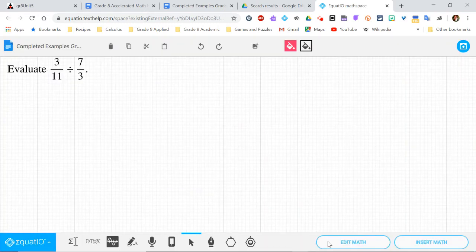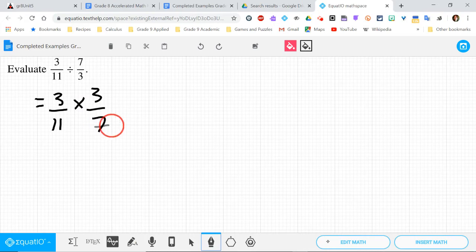So at this point, you have the choice of either answering digitally by typing, or you can just use the touch screen and then work. So here it says evaluate 3 over 11 divided by 7 over 3. So I'm going to multiply by the reciprocal. So when I do that, I end up with 9 over 77. And I don't believe that will reduce, since 9 is only divisible by 3, 1 and itself, and 77 is divisible by 7, 11, and 1. So that's as far as we can go with this question.